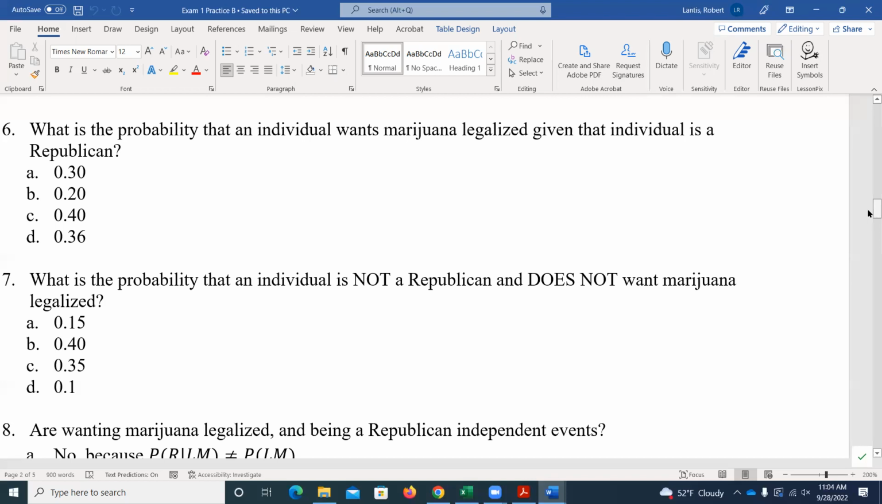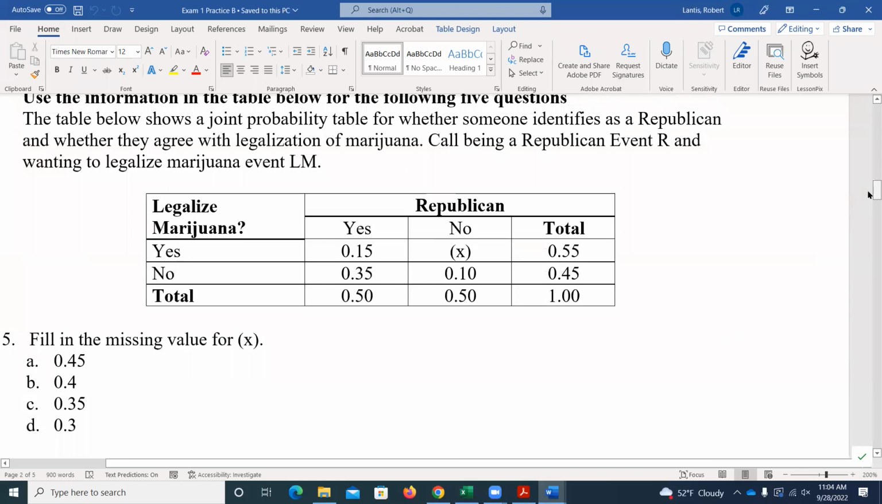So if I want the probability of intersections, this should be another really easy problem. Because if I want intersections, what do I simply have to do?